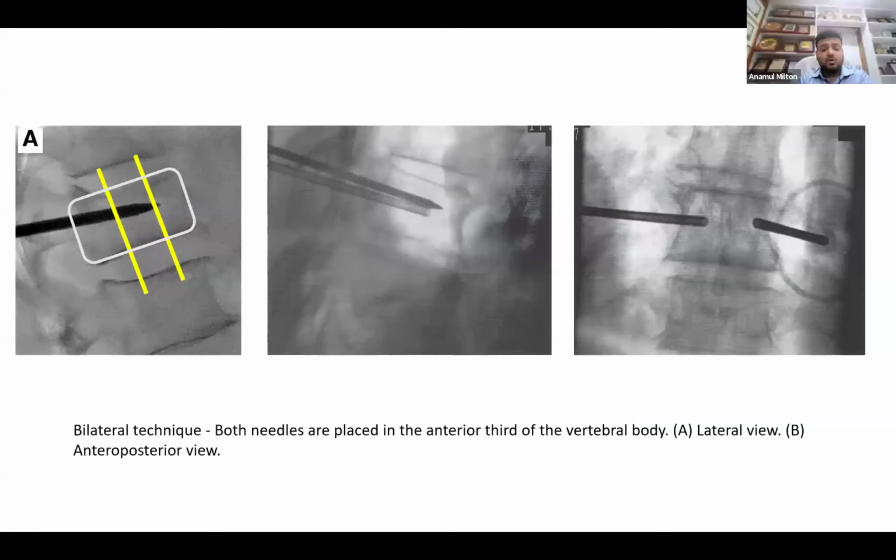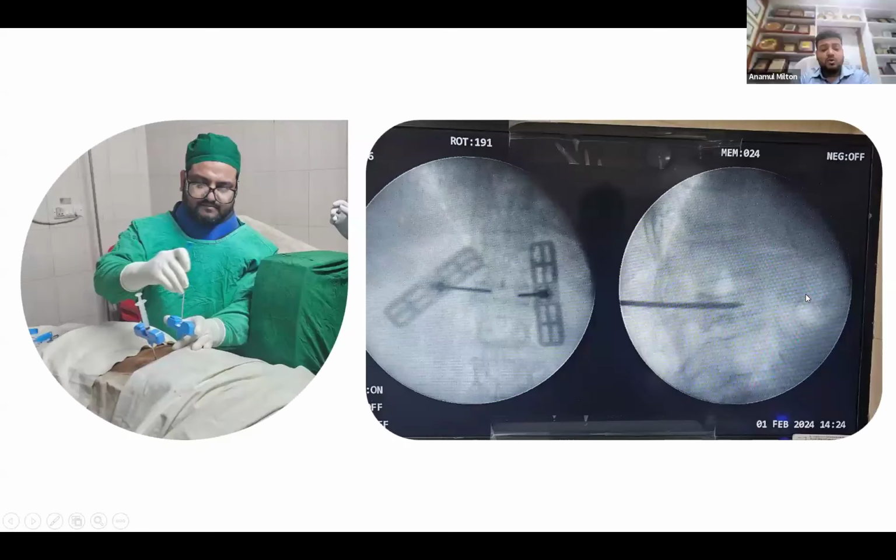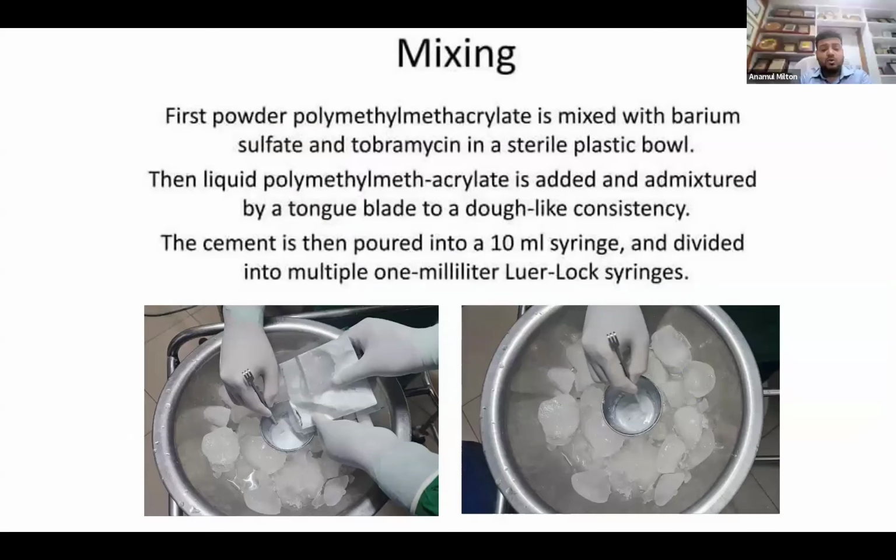Okay. So here we can see the needle ending at the anterior 1/3 and posterior 2/3 junction. And here we can see both needles, and after that we have introduced our cement. Okay. So here one technique is there.